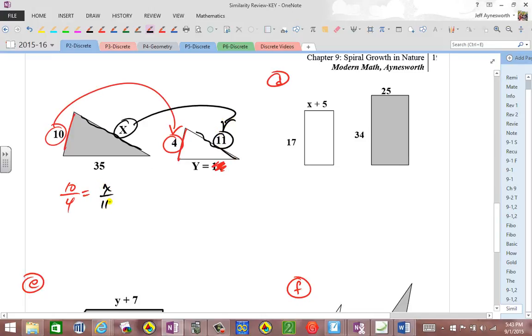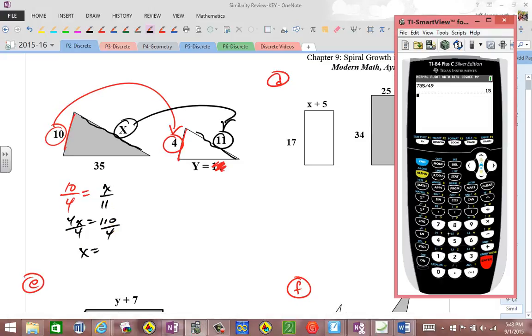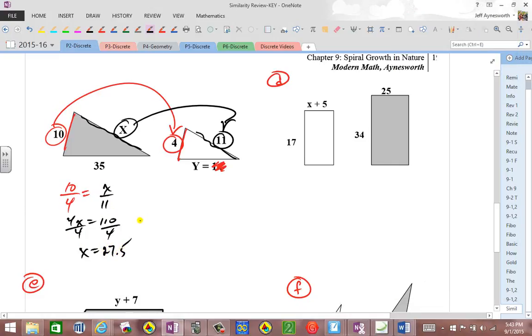Cross and multiply, you get 4x equals 110, divided by 4. x is equal to 110 divided by 4, and you get 27.5. Now, next one, we're going to use the same ratio, 10 to 4. 10 to 4 is also proportional to the base, this base to this base here, y.